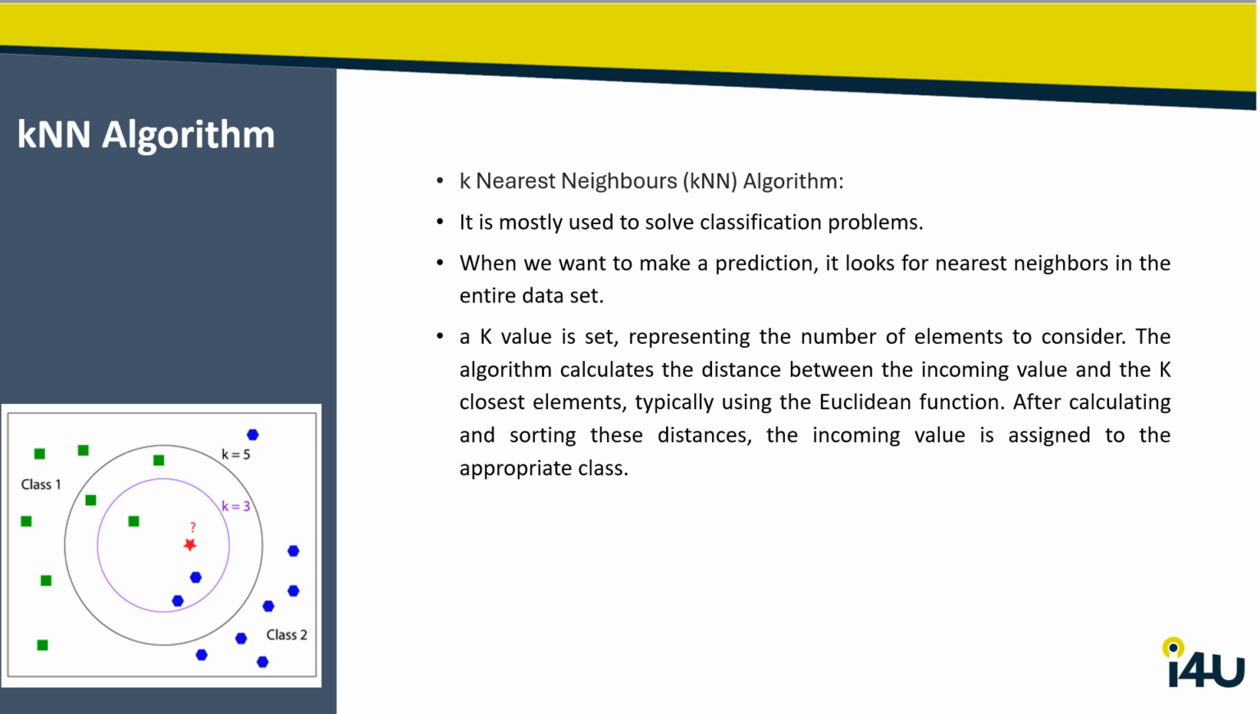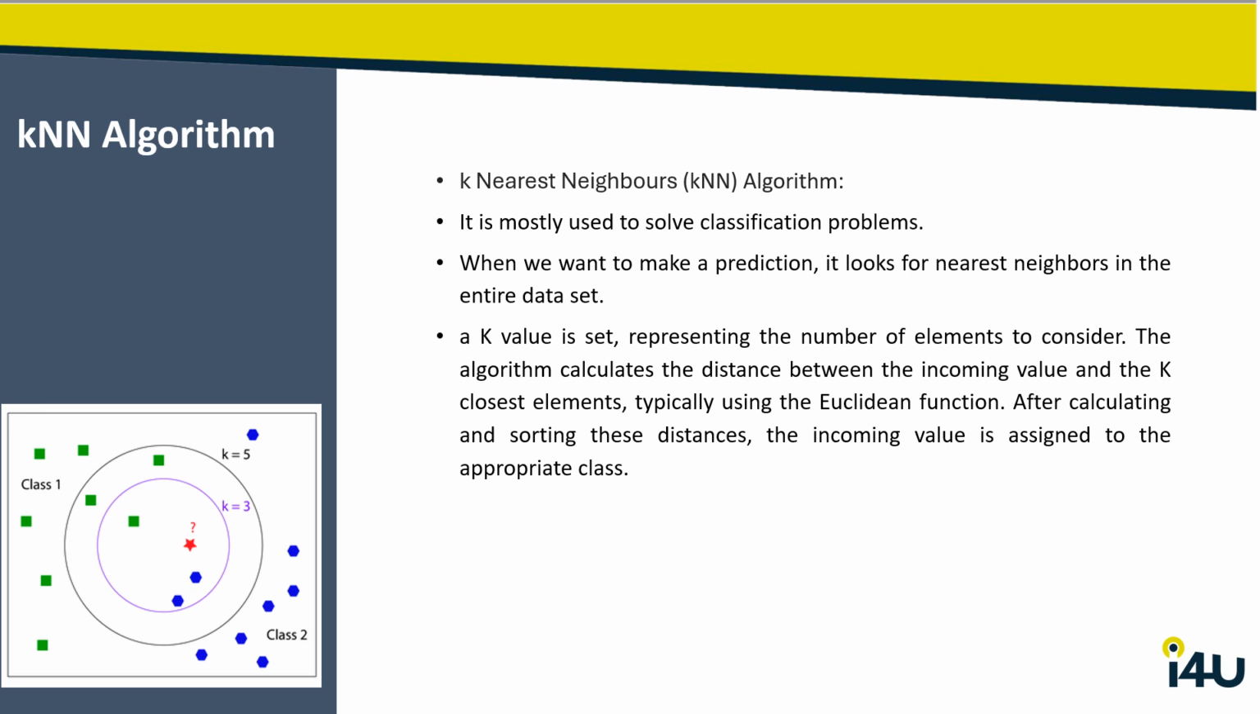K-nearest neighbors, KNN, algorithm. The K-nearest neighbor, KNN, algorithm is an easy-to-implement supervised learning algorithm. It is mostly used to solve classification problems. It does not learn the training data, but instead memorizes the training dataset. When we want to make a prediction, it looks for nearest neighbors in the entire dataset.